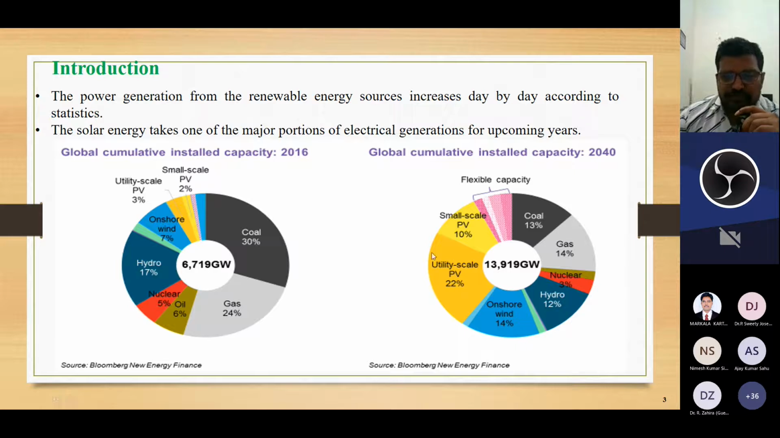If you see here, the estimation for 2040 is that the generation from PV utilization will be around 32% of the total power demand. Here the PV is up to 5% and it is going to increase to 32%. This drastic change in the power generation from the PV will encourage researchers and industries to work toward the PV power supply.